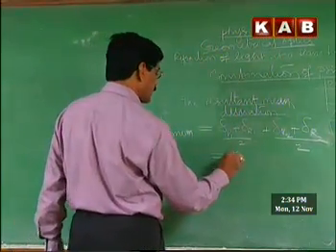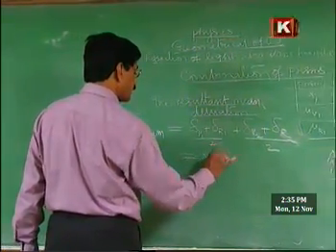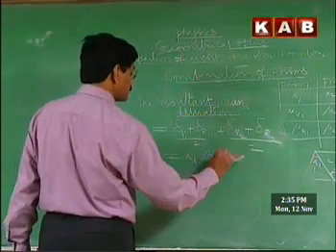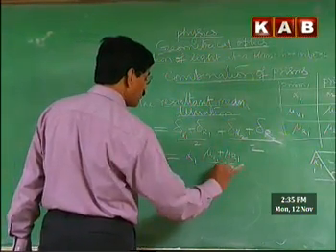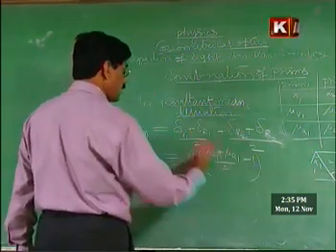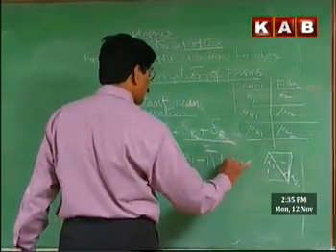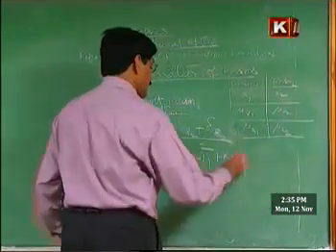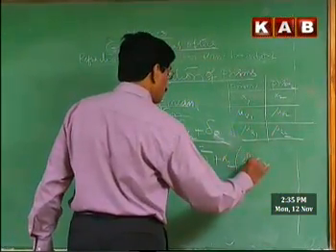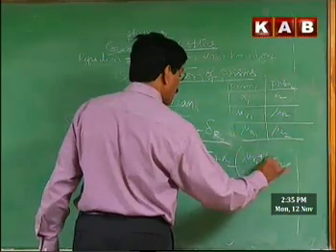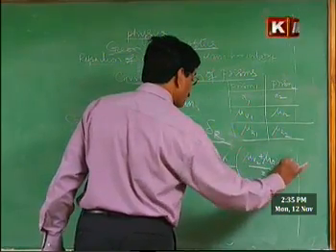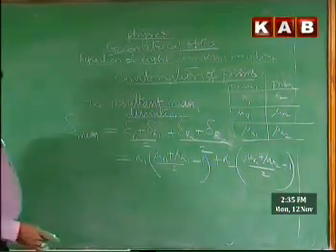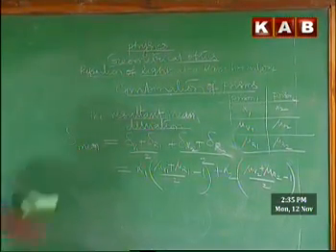Substituting here, what we get: alpha 1 into (mu v1 plus mu r1 by 2 minus 1) plus alpha 2 into (mu v2 plus mu r2 by 2 minus 1). So, this is the mean deviation produced.